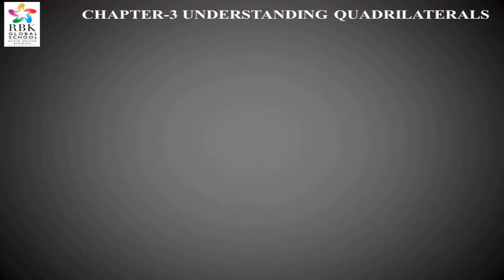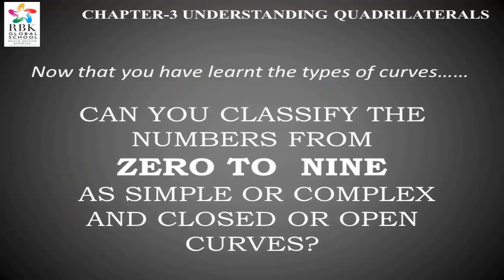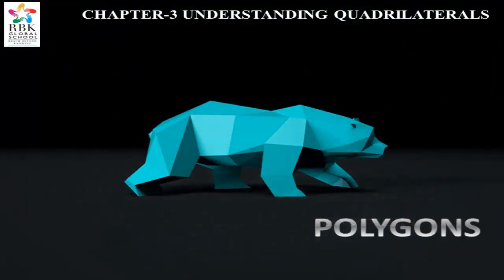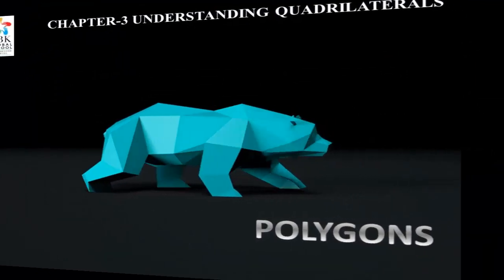Now that we have learned the types of curves, can we classify the numbers 0 to 9 as simple, complex, open and closed curves? And with that, we move ahead to the discussion about polygons.